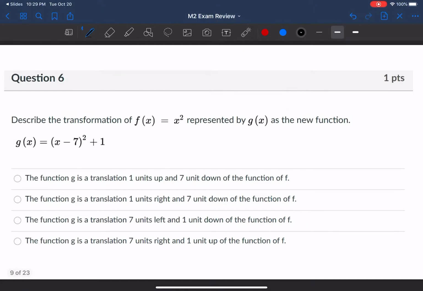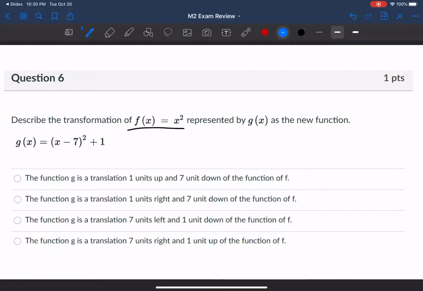So question number 6, again, another transformation. So let's see, I have a parent function which is f of x equals x squared. And then we have a new function which is called g of x. My new function is g of x equals (x minus 7) squared plus 1. So let's look at it.